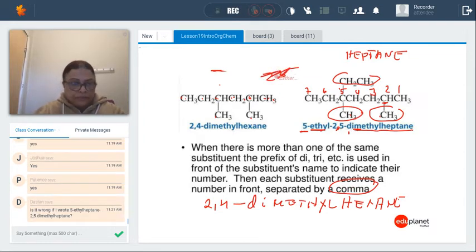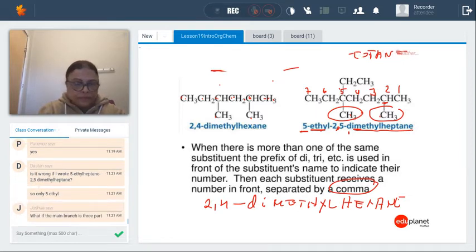So, yes, that is wrong. That is wrong. Okay? Any more questions? 5-ethyl-2,5-dimethylheptane. That is the name.